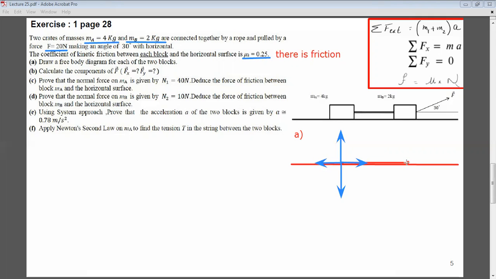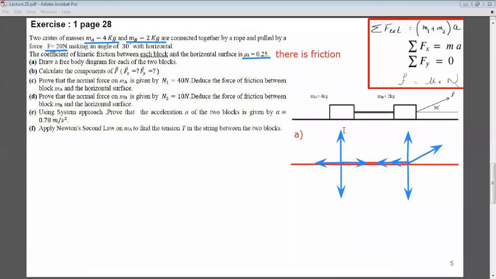The second object has weight B perpendicular to the ground, then there is NB, then there is tension B, then there is friction B, and plus there is this F force, which is making an angle of 30 with the horizontal.